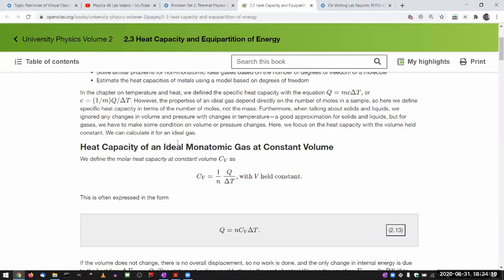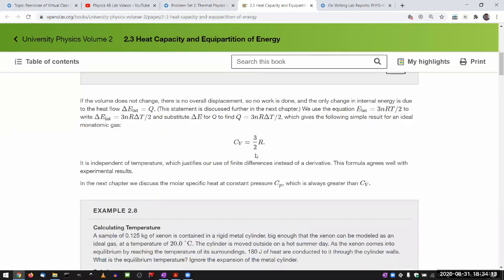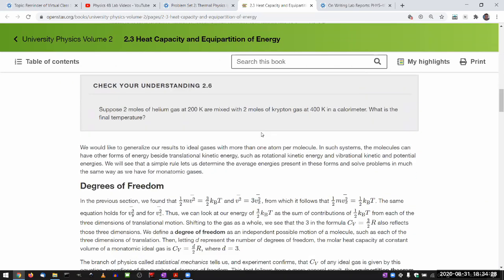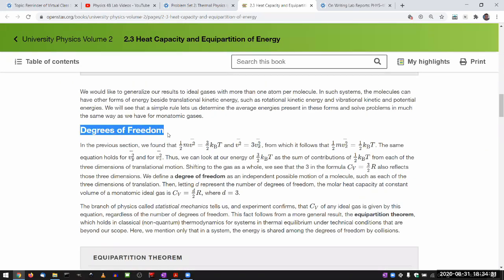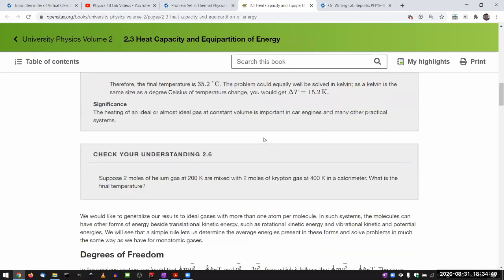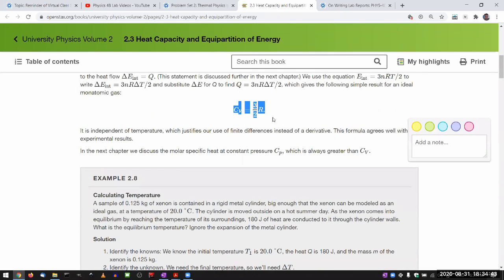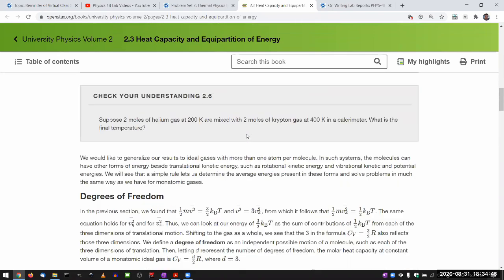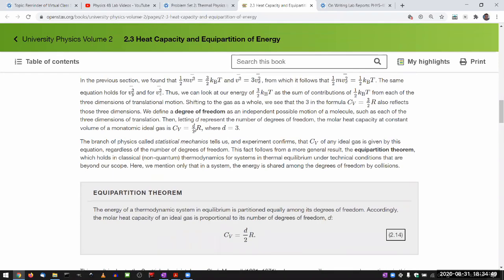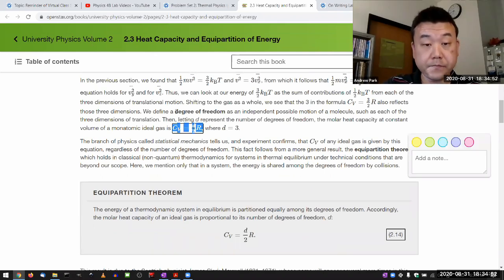I'm just going to scroll through quickly looking for the thing that I'm looking for. Now, if you're simply using this, you'll get the wrong answer, because this is the result that only holds for monatomic ideal gas. This is where it talks about degrees of freedom. When people measure specific heat of real gases, they find that simply using this expression does not lead to the correct result. What they find is that there's this number that you have to consider called the degree of freedom.